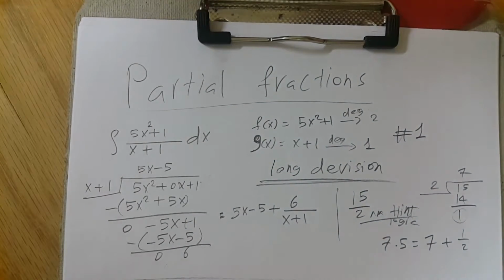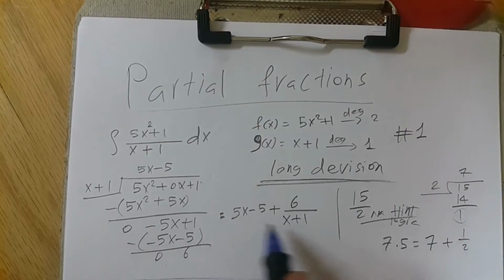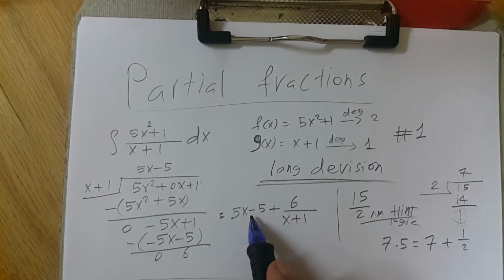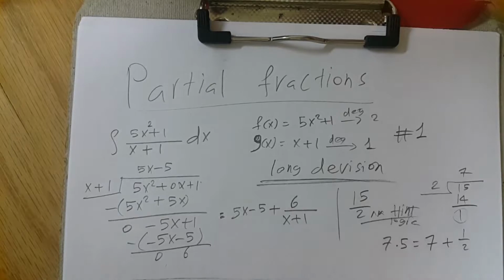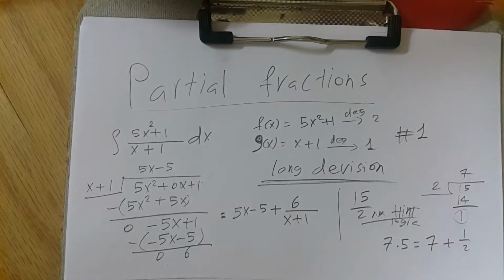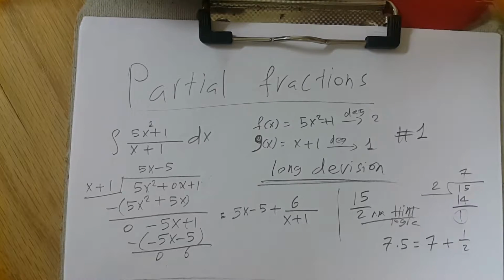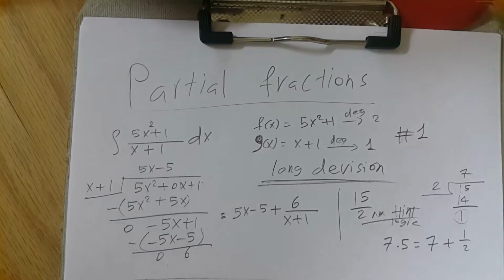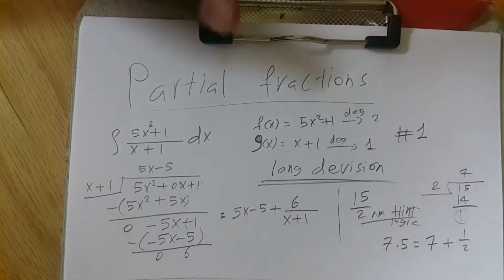Okay, let's go back to our work here. So we got that it is 5x minus 5 plus 6 over x plus 1. Okay, cool. We have done the first part here. Now we just go back and integrate, and let's do it.